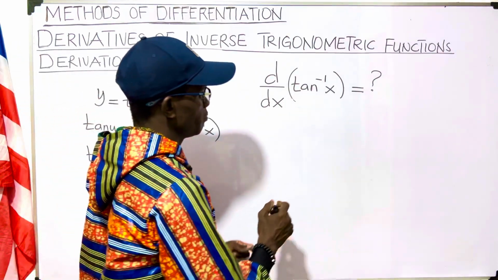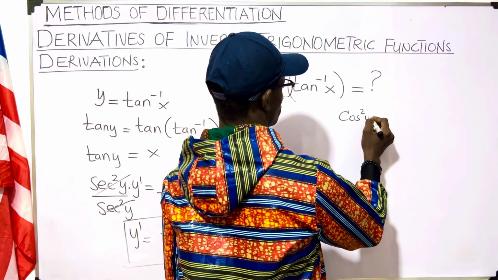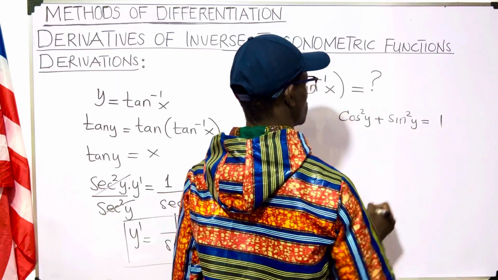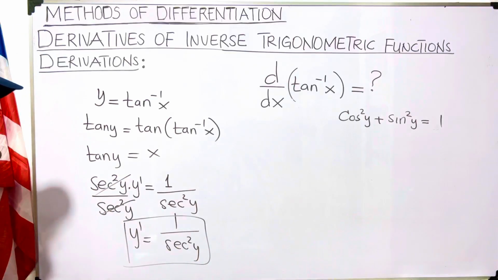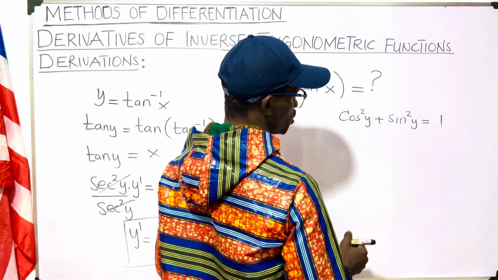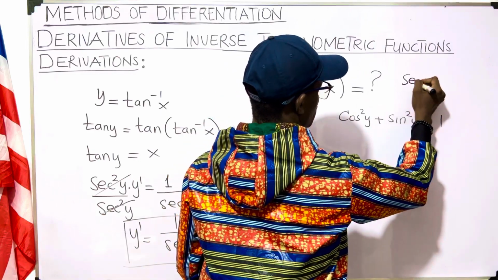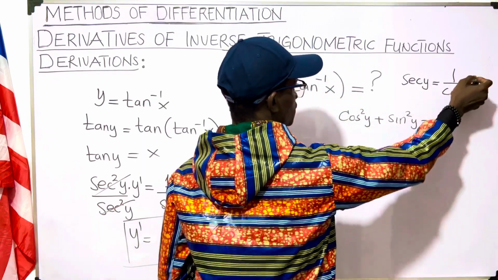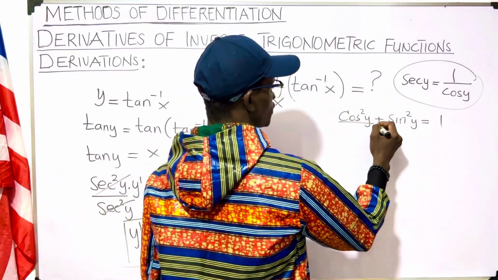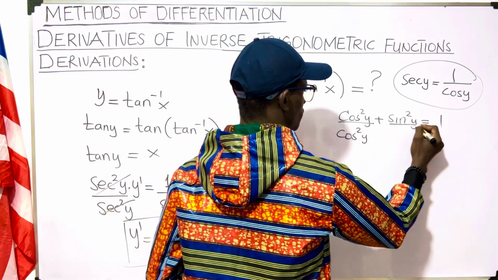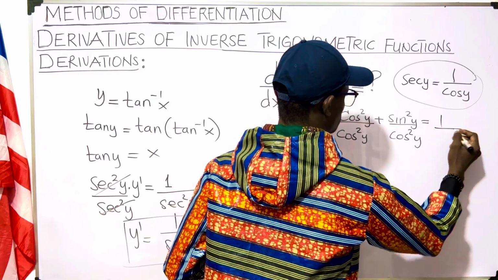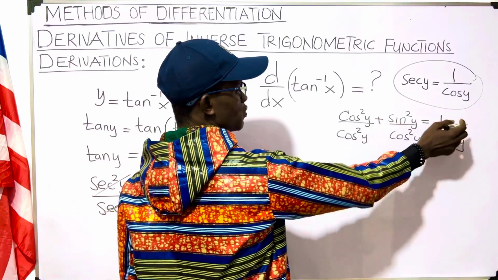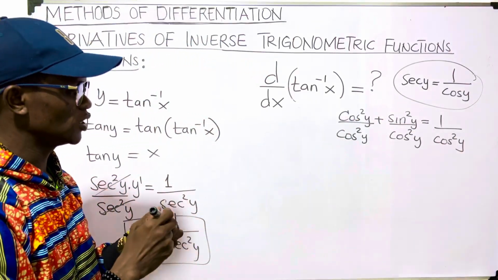But from the Pythagorean identity, we know that cos square y plus sine square y is equal to 1. Additionally, the reciprocal identity for secant is 1 all over cos of y. So since secant is 1 over cos, we can divide all sides by cos square y, so that we are able to get secant. The reason we are using square is because all of the terms in the numerators are squared.